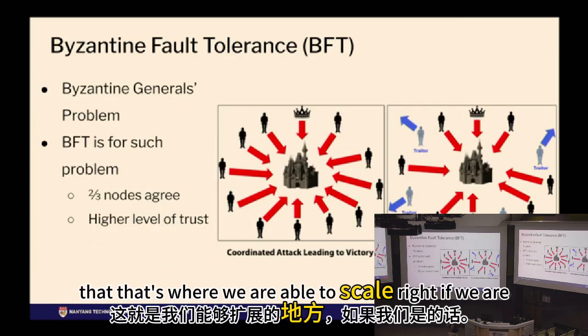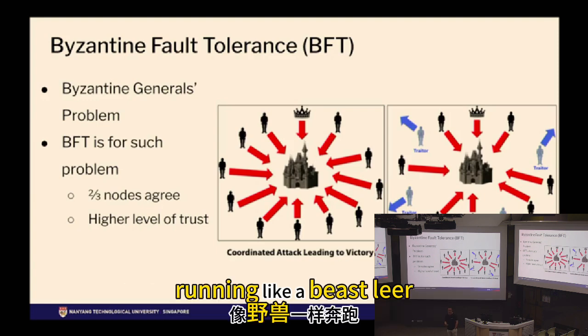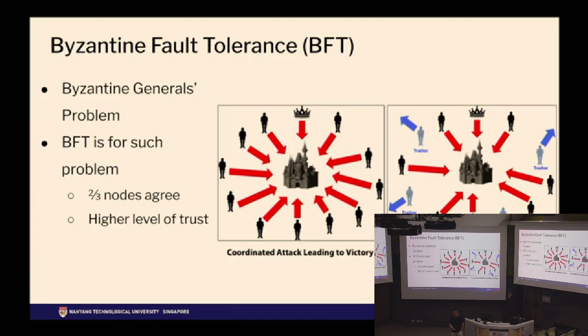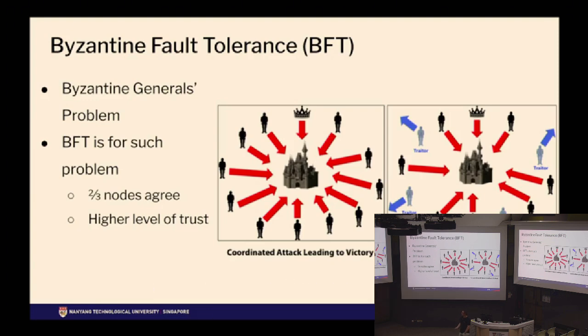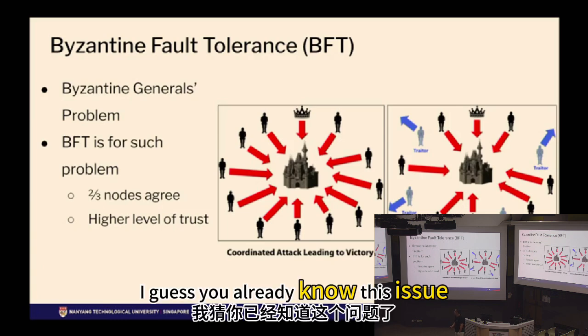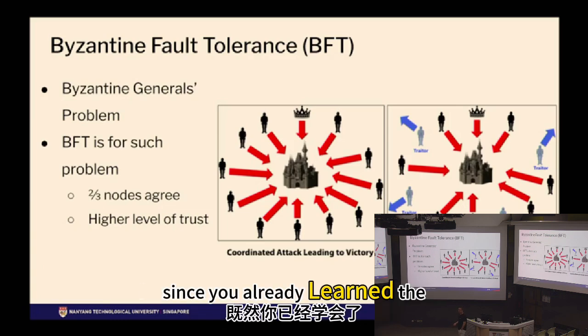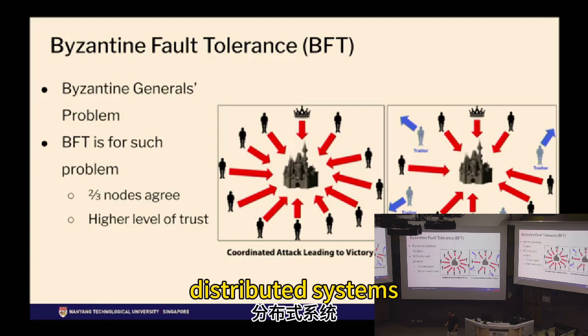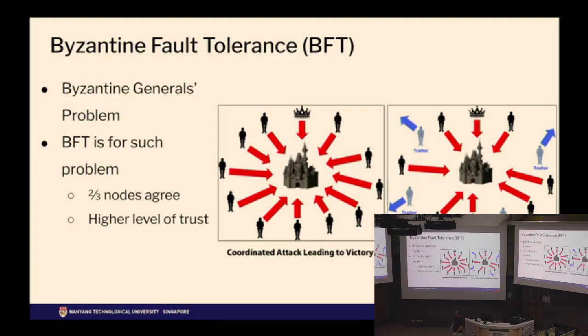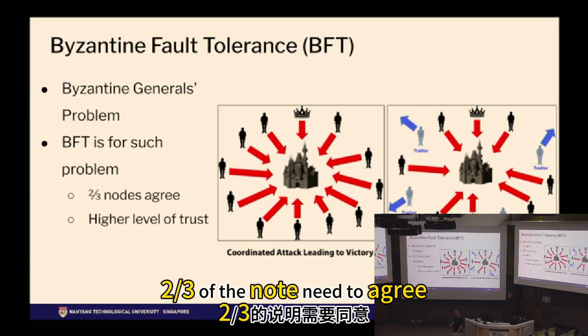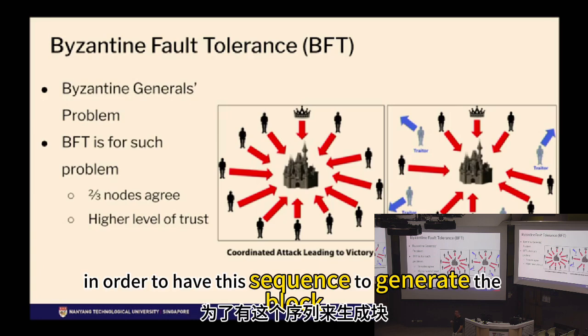That's where we are able to scale, right? If we are running a base layer, it's very hard for us to scale further from the consensus perspective. I guess you already know this issue, since you already learned distributed systems. But for the BFT in general, 2/3 of the nodes need to agree in order for the consensus to generate the block.